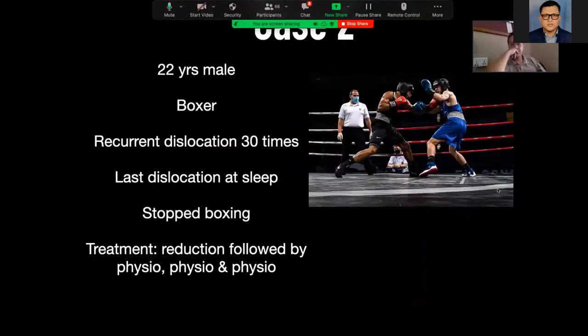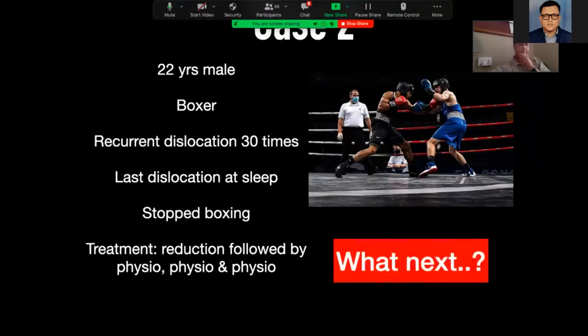I would like Amit sir to take this case. 22 years male boxer, recurrent dislocation 30 times, last dislocation at sleep. He stopped boxing because of this dislocation. Treatment is the same, reduction followed by physio. What next, sir?